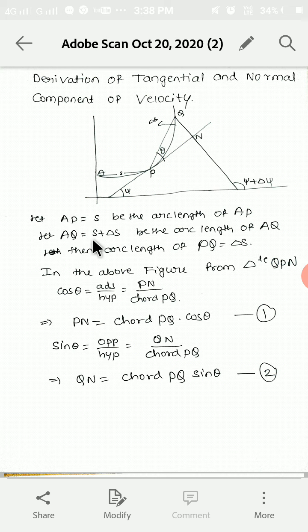Similarly, let the arc length of AQ, from A to Q, be S plus delta S. Then the arc length of PQ is clearly delta S, because the arc length of AP is S and the arc length of AQ is S plus delta S. This is the tangent at the point P.